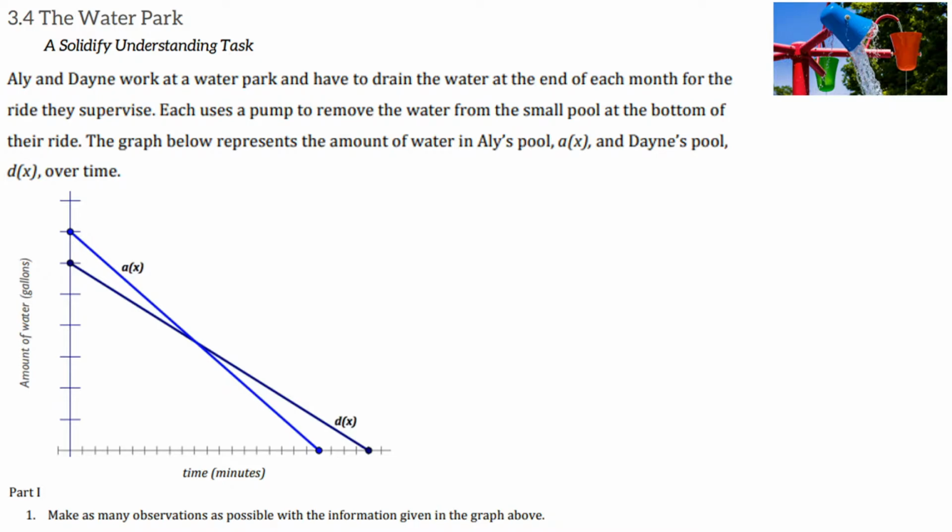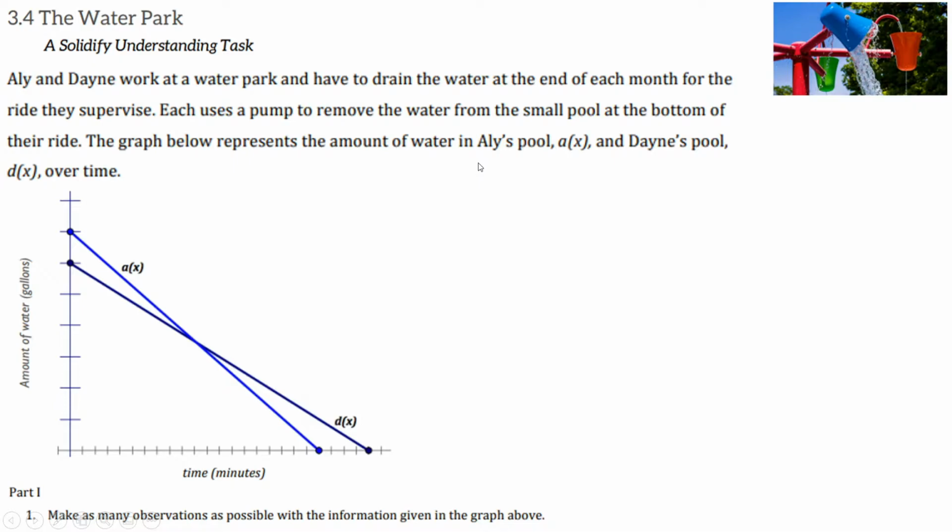So here's the situation. Allie and Dane work at a water park and have to drain the water at the end of each month for the ride they supervise. Each uses a pump to remove the water from the small pool at the bottom of their ride. The graph below represents the amount of water in Allie's pool, A of x, so that would be this blue graph right here. And then Dane's pool, D of x, over time. And Dane is this darker blue graph right here.